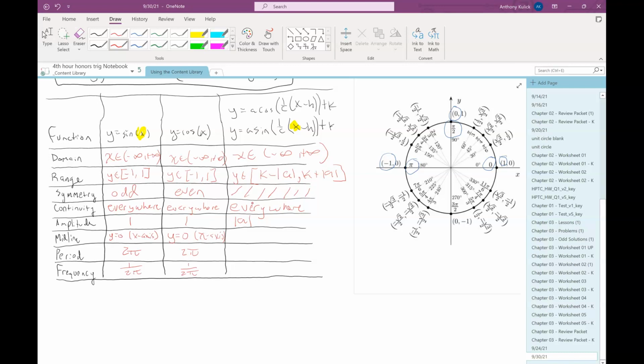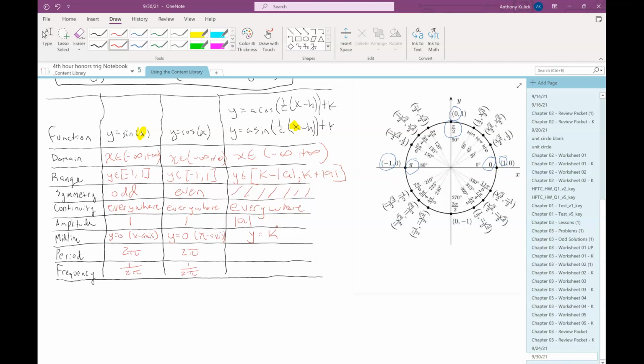And is K additive or multiplicative? Additive. So my new midline should just be y equals K. And because you can move up or down, it's just K, right? It doesn't need to be an absolute value, because it's not talking about a distance, it's talking about a location on the graph.